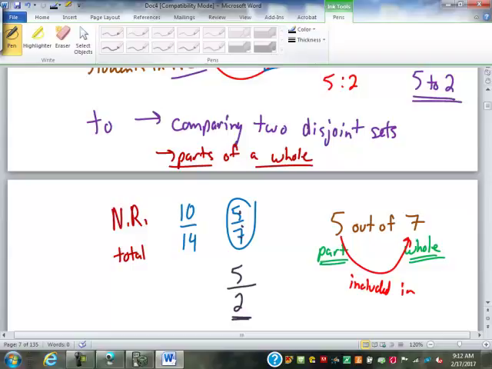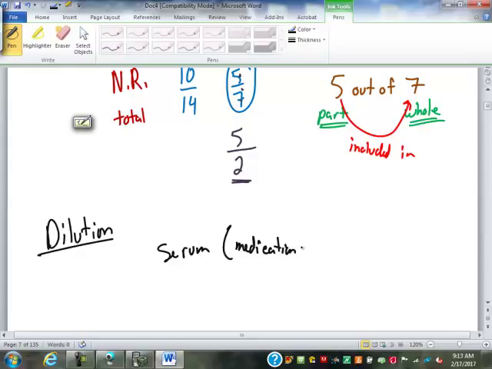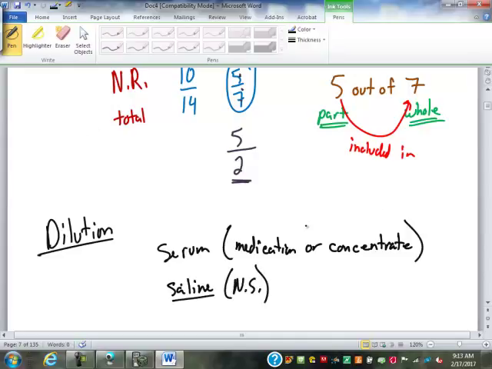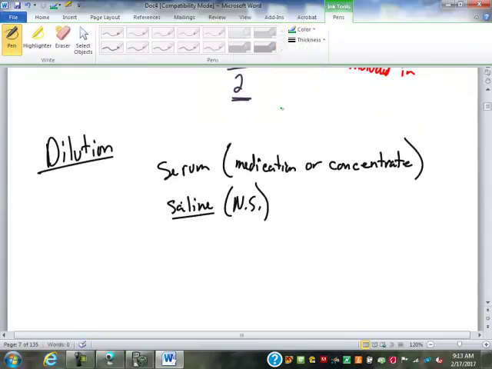And we're going to use that type of ratio a lot in our next unit when we talk about dilutions. A dilution is a ratio of, we're just going to use the generic term serum, which is a medication or a concentrated solution like blood or urine. And we're going to be mixing saline. That's where we're going to use that term NS, which could mean normal saline, neutral solution, sterile water, basically anything that's non-medicinal, has no medicinal value. And in a dilution, it compares serum out of a total. And we'll look at this quite a bit in the next unit.